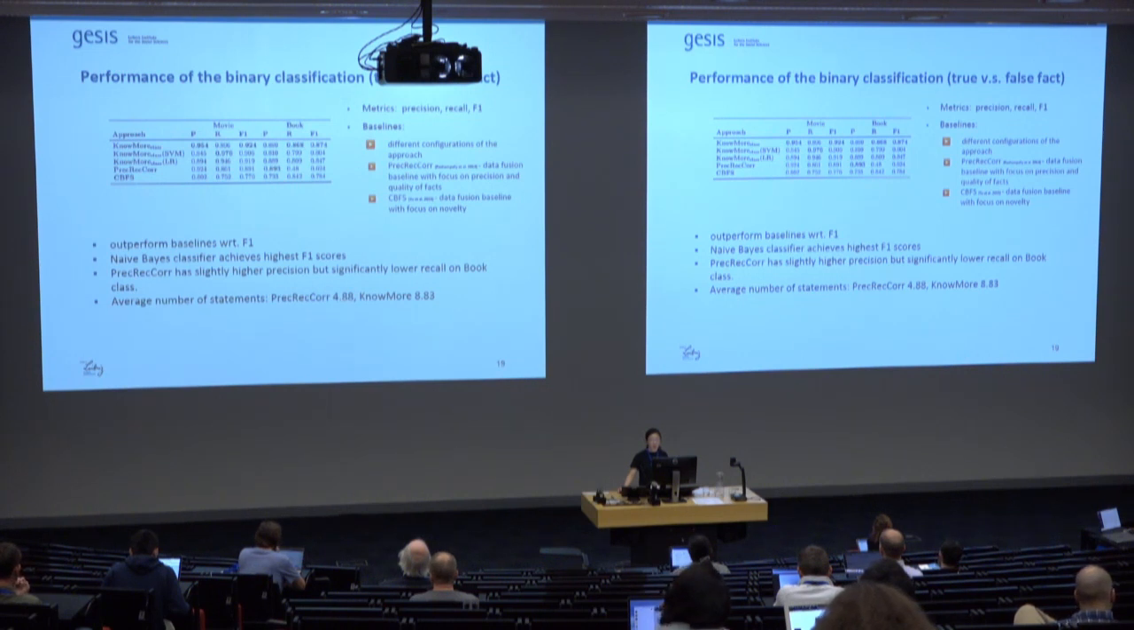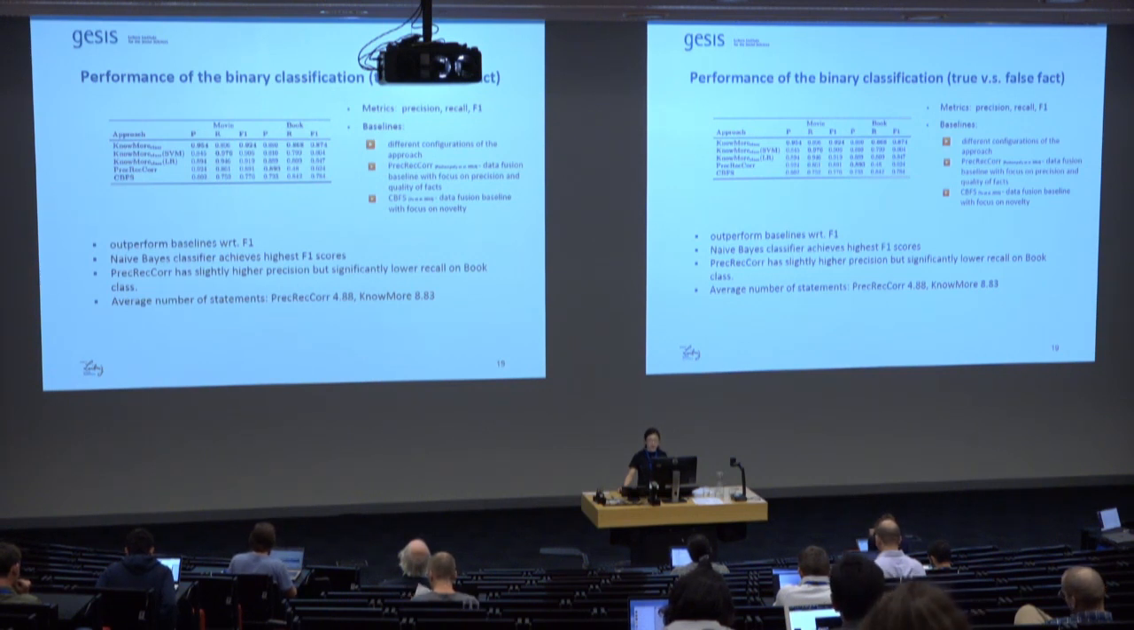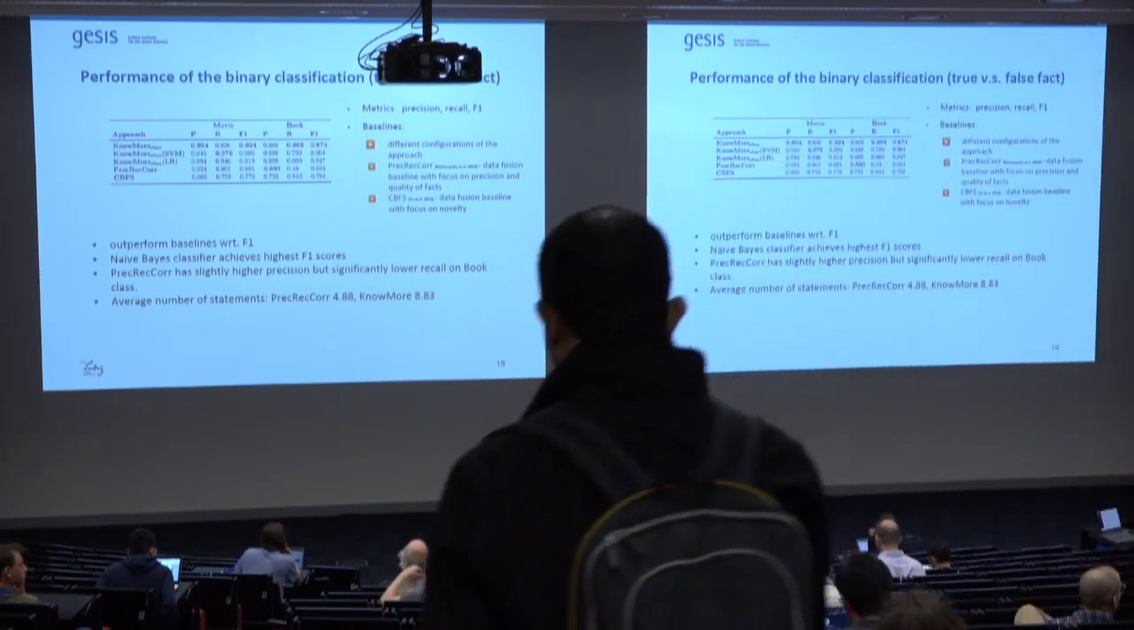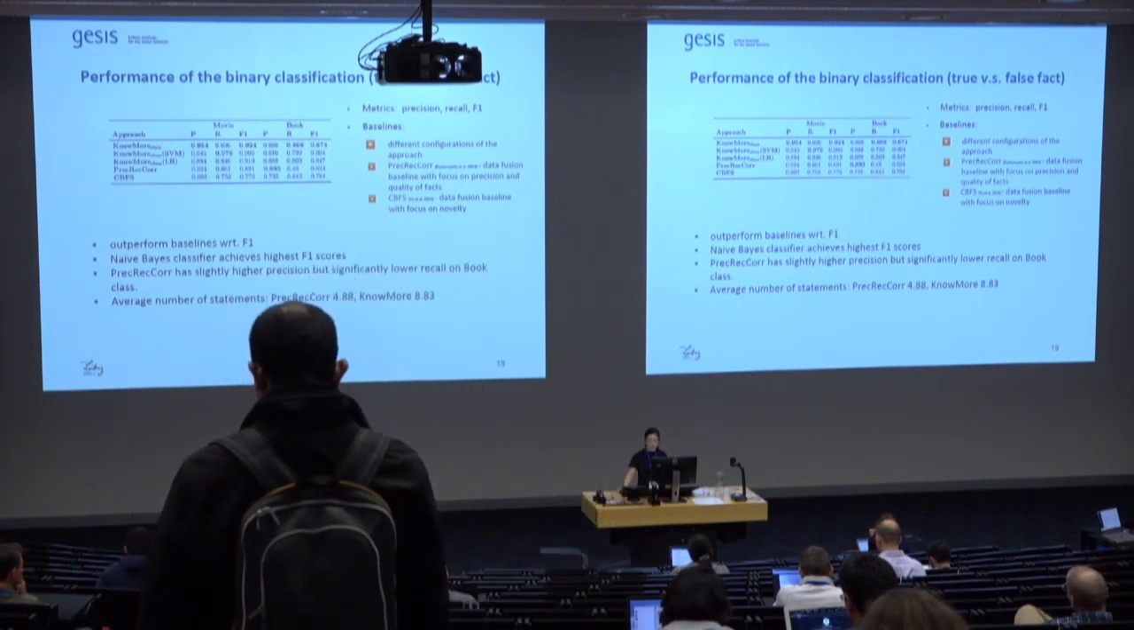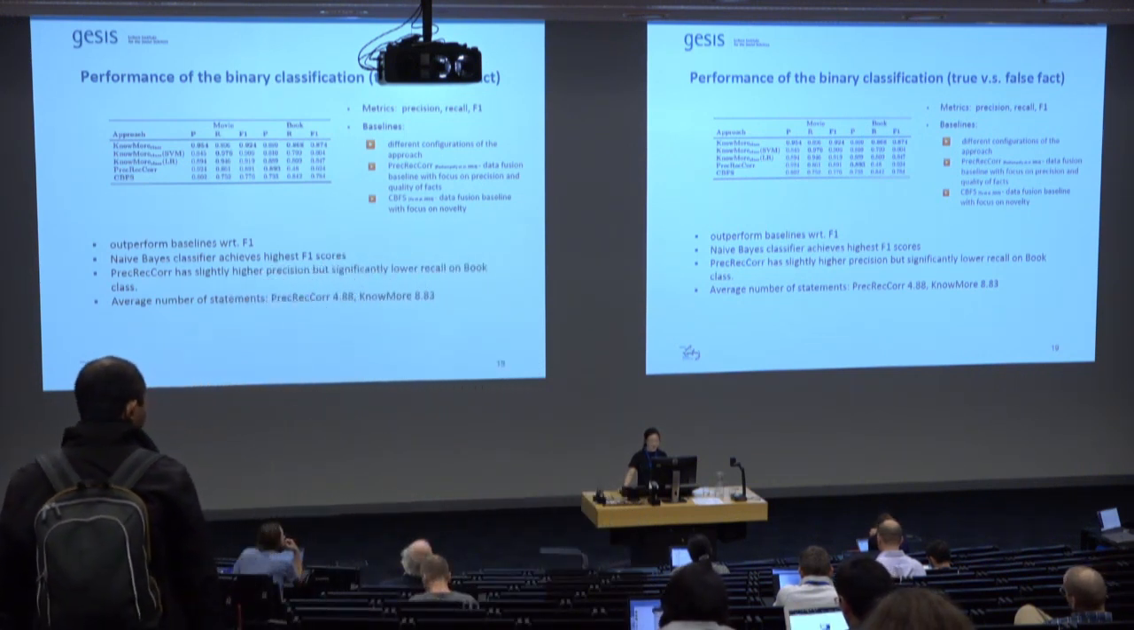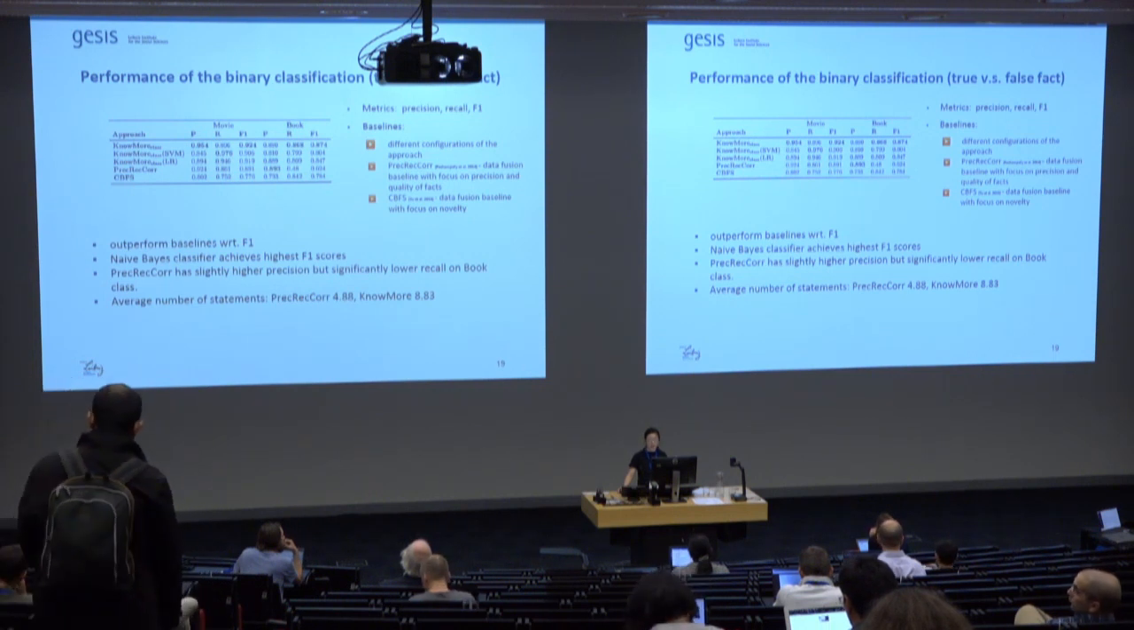We use precision, recall, and F1 to evaluate whether the facts we selected are correct. So this is the evaluation of the correctness step, and we see that the F1 measure outperforms all baselines. We have one baseline which focuses on the precision and the quality of the facts and the source of the facts, and another approach which focuses on the novelty of the facts. So our approach outperforms both baselines, and especially the recall is much higher than the other approaches.